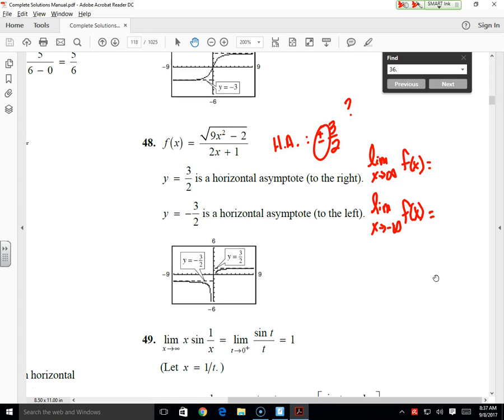Kind of like we check with plus or minus infinity with number over 0. We have to check the sign. So if we were to go to positive infinity, if we plugged in a big, huge positive number squared times 9 minus 2, square rooted, that's a positive. If we were to plug in a positive times 2 plus 1, what would that be? Positive. So it's a positive over a positive, 3/2.